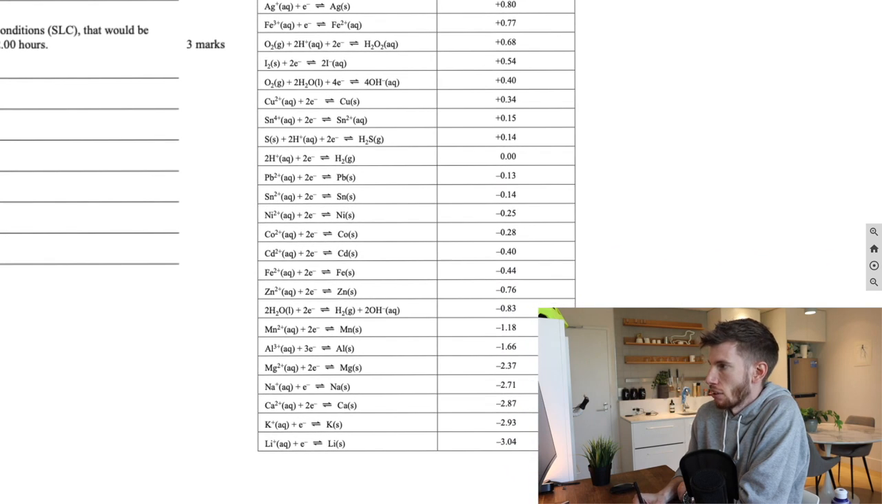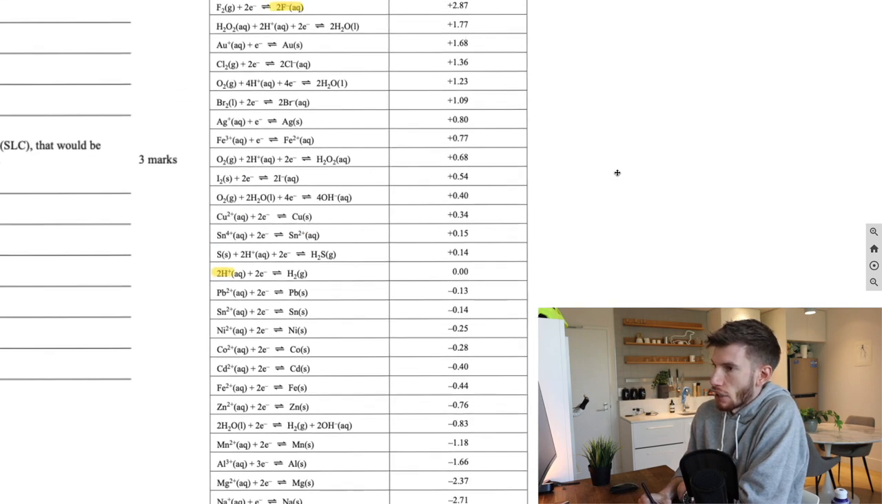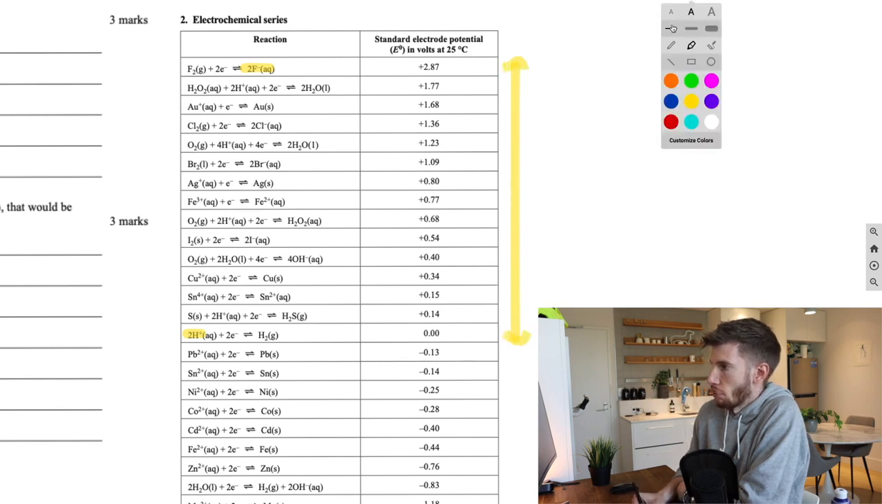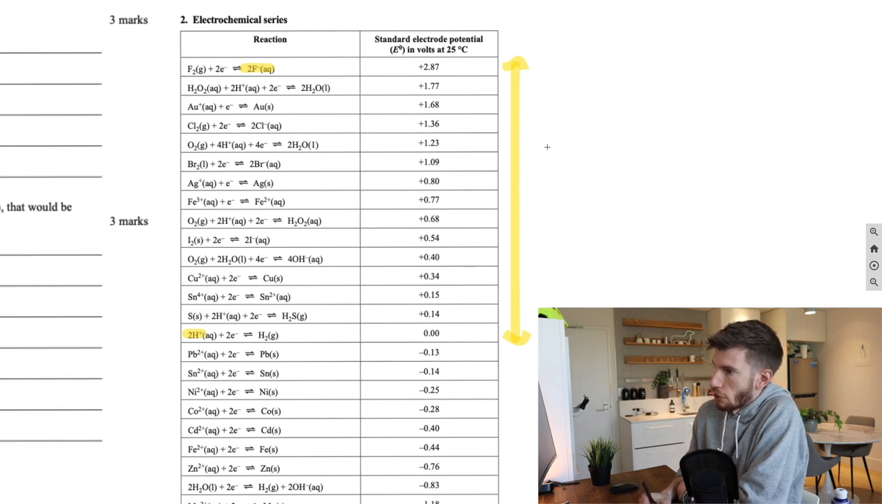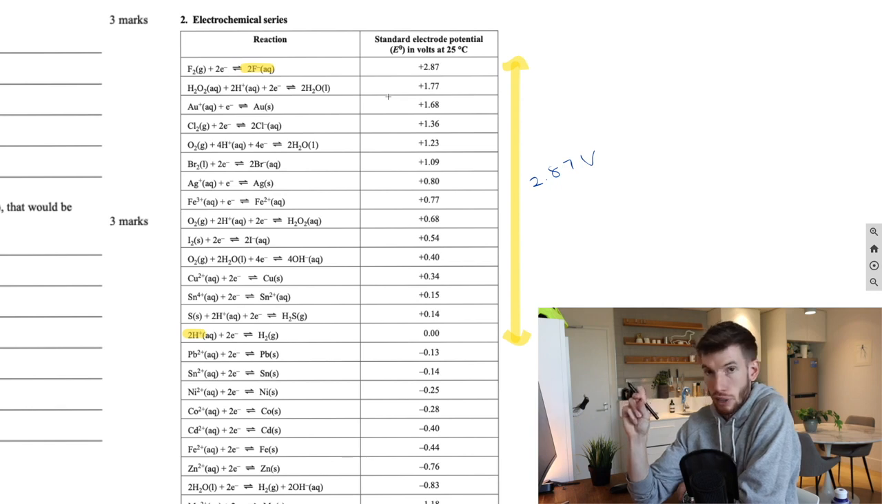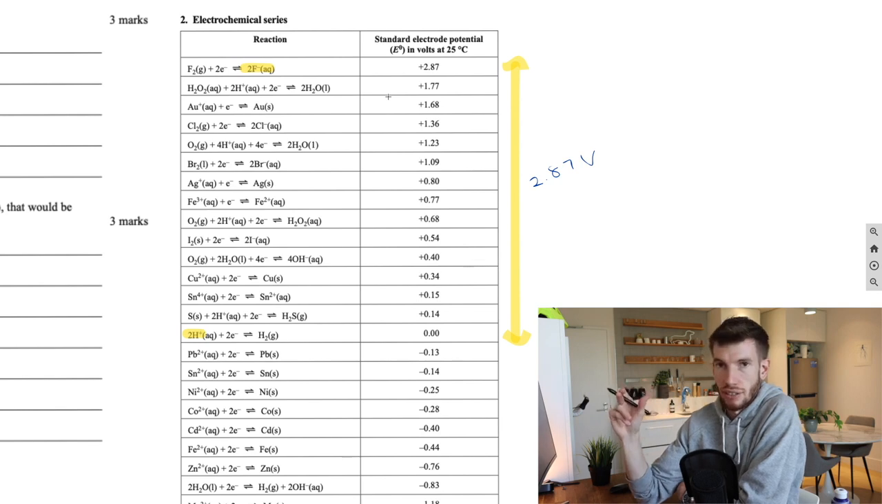And I keep scanning. There's obviously no other fluoride, but there is hydrogen just here, right? And so currently they have a separation of this. And it's nice and simple. The separation or the standard potential here is going to be cathode minus anode, right? What we can also do is just look at the difference, 2.87 and 0. That has a difference of 2.87 volts. In electrolytic cells, you want that to be as small as possible because that is effectively the energy barrier that you have to overcome to electrolyze the system.